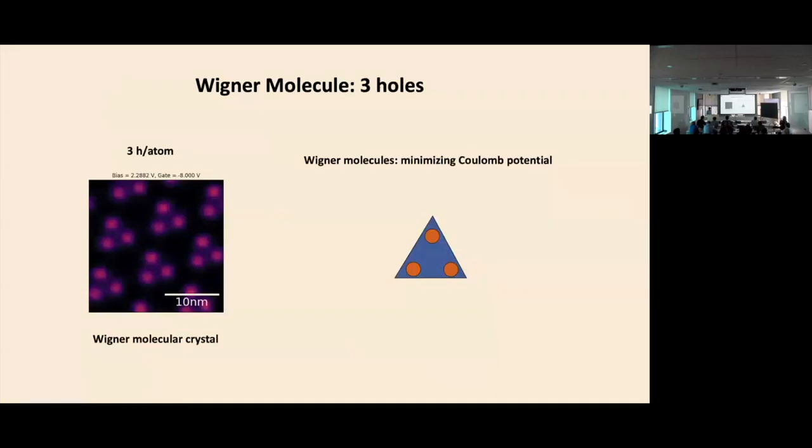So when you have 3 holes per lattice site, then this classical configuration really dominates. There's only a single classical configuration to minimize the potential energy, and that's basically what the situation will look like.